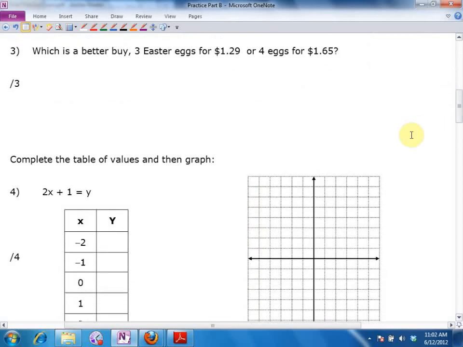Okay, which is a better buy? How do you do it? I don't really care about the answer so much as how you do it.